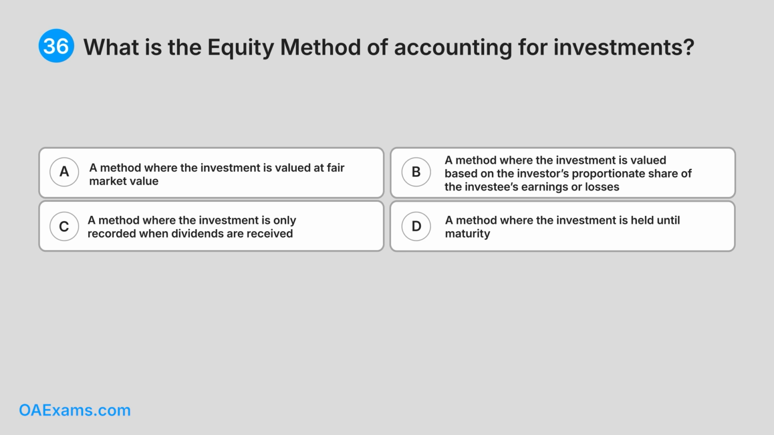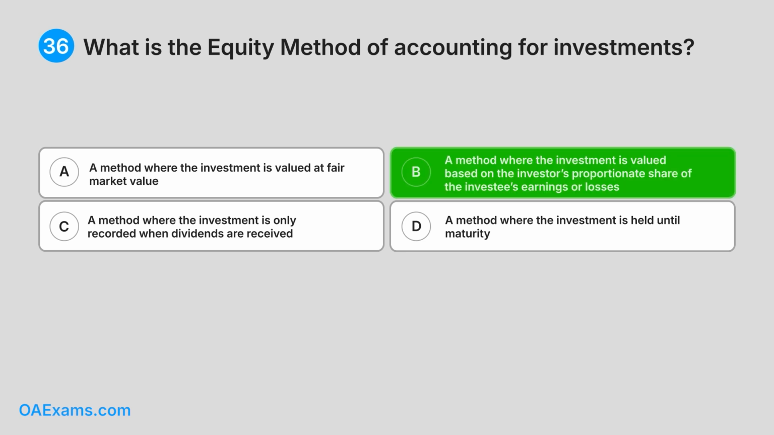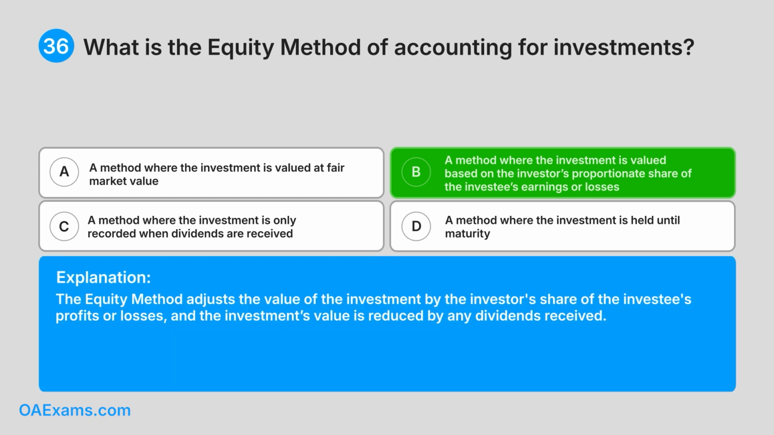Correct answer. B. A method where the investment is valued based on the investor's proportionate share of the investee's earnings or losses. Explanation. The equity method adjusts the value of the investment by the investor's share of the investee's profits or losses, and the investment's value is reduced by any dividends received.